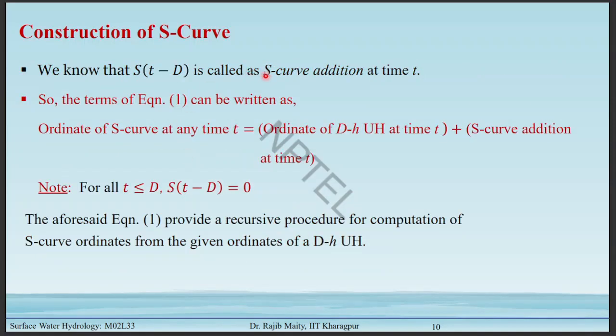There is another property that needs to be retained here: if the time for which we are developing the S-curve is less than or equal to the d-hour duration for which we are solving the problem, then the S-curve addition becomes 0. So if t is less than or equal to d, then the S-curve addition, S_(t-d), will be 0. Now let's see how we can use this information to construct the S-curve for the given problem.